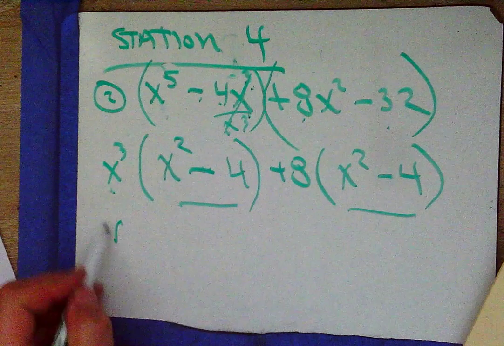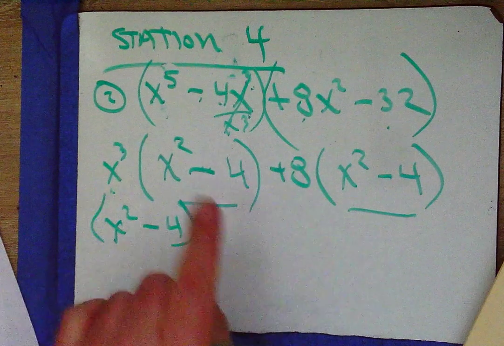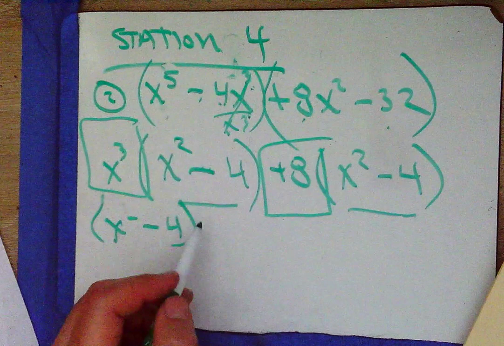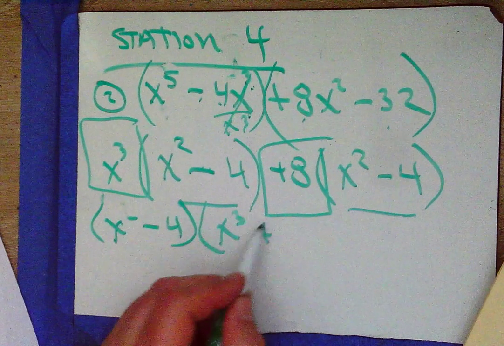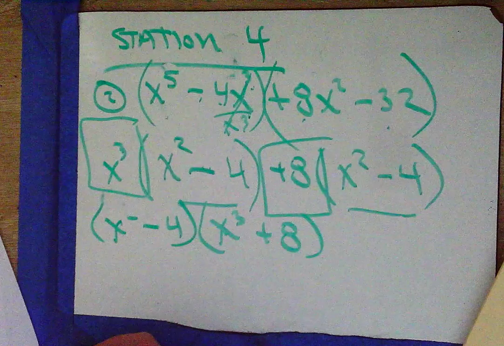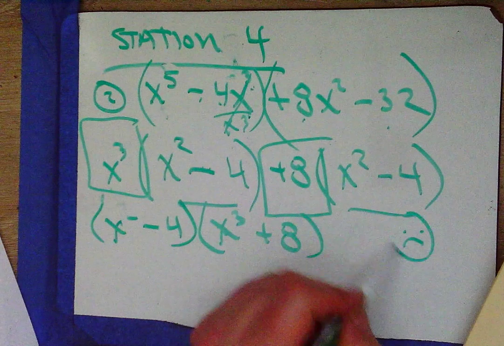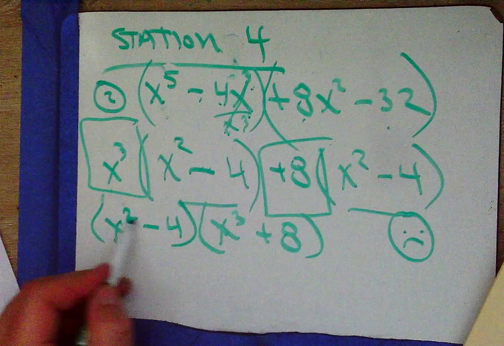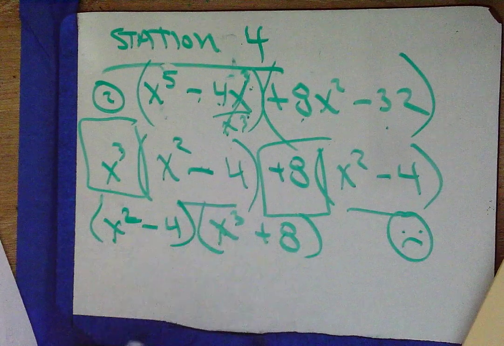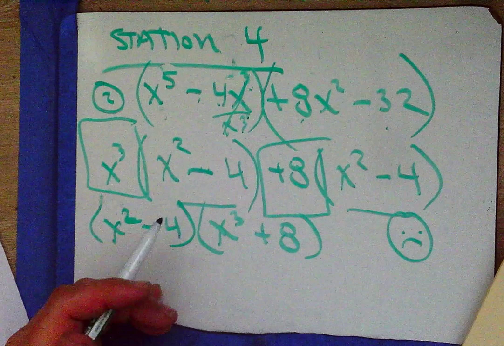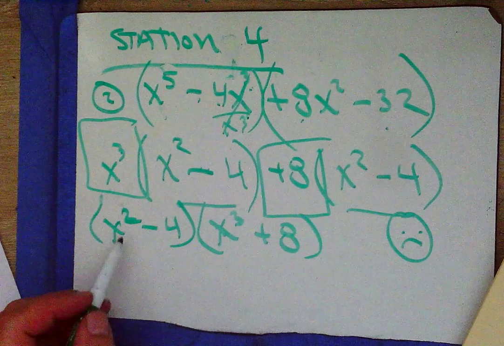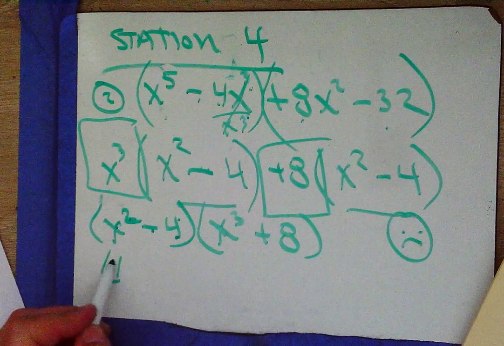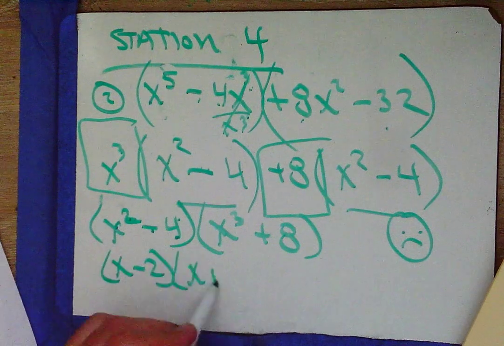So let's factor out that x squared minus 4 from each of these two terms. And what's left over? X to the third plus 8. Hey, are we done? No, not done yet. This is a difference of squares. Remember, when you think you're done, go back and look again. This is a difference of squares. It's a thing squared minus 2 being squared. This is a difference of squares, and it factors as x minus 2, x plus 2.